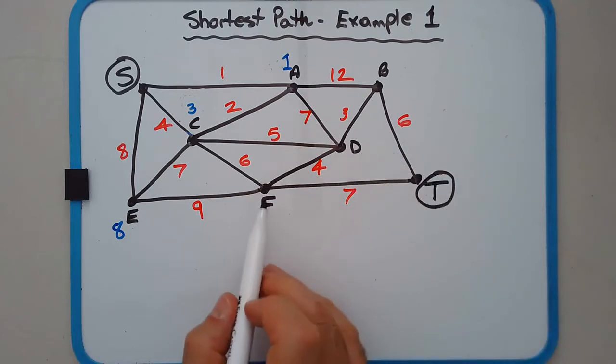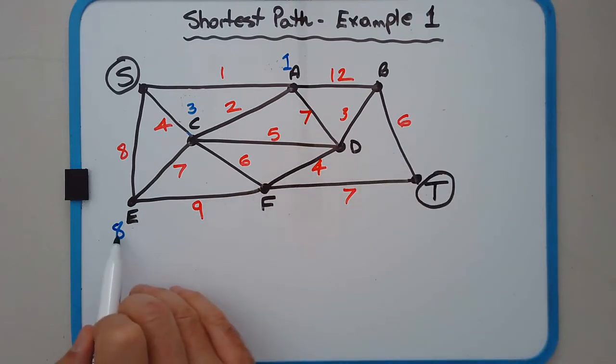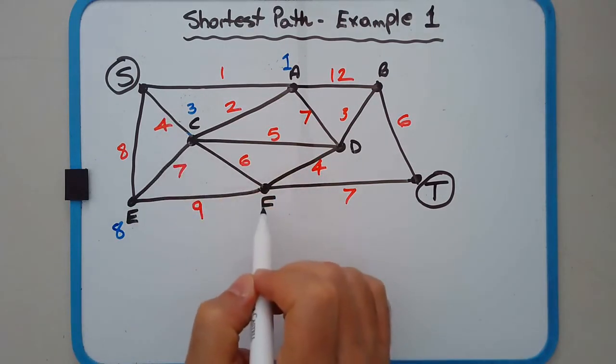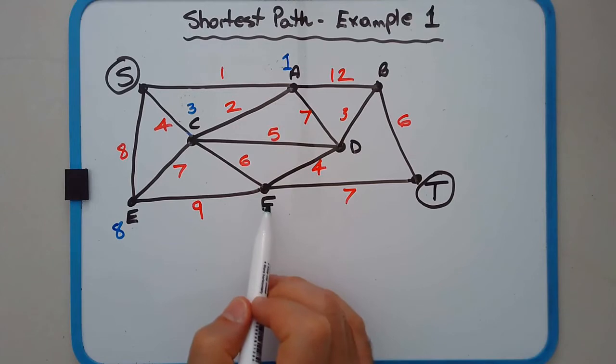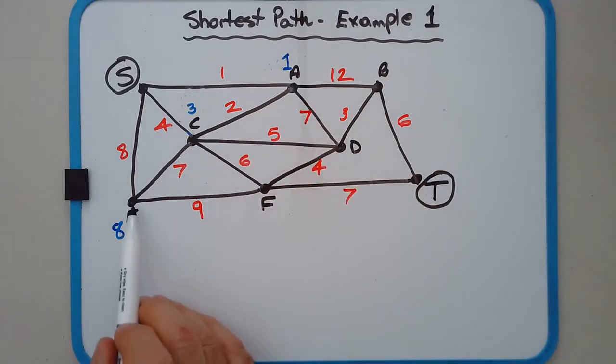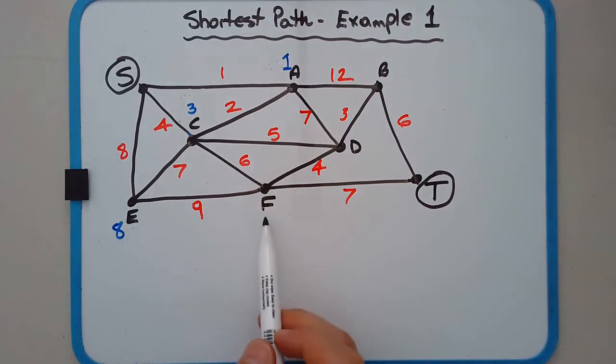So let's have a look at, for example, vertex F. We're going to consider the numbers in blue that are going to help us to calculate the weight of the path to F. So to get to F, we have to choose one of these 3 vertices. So from E to F, 8 plus 9, that's 17.